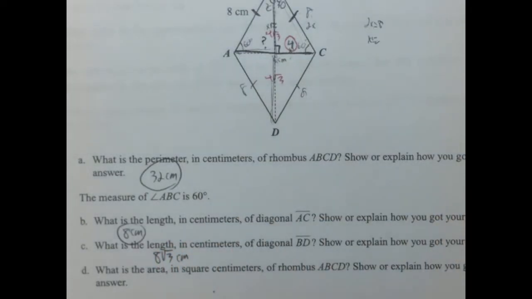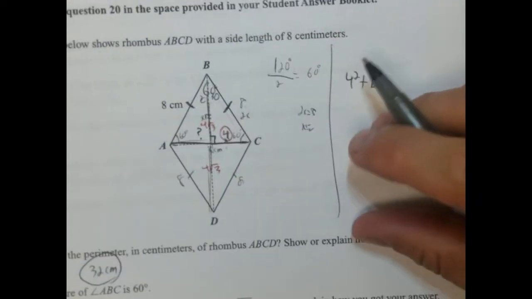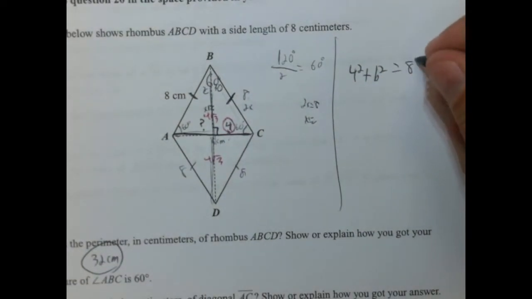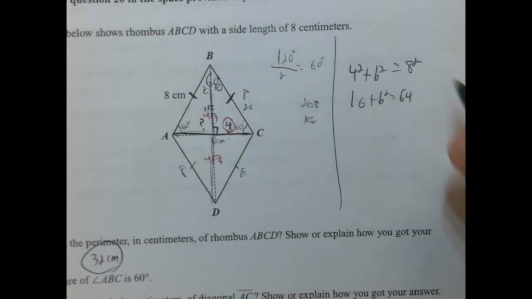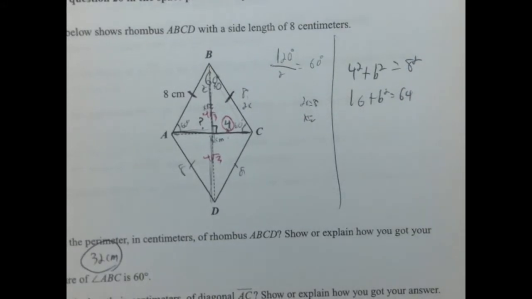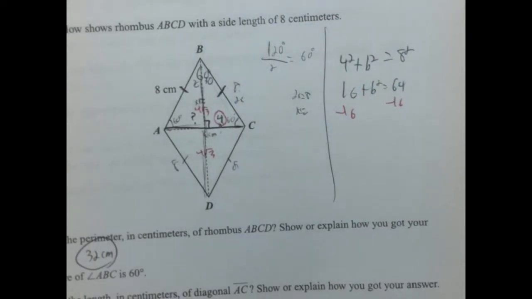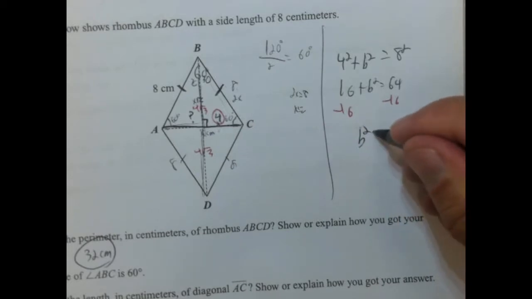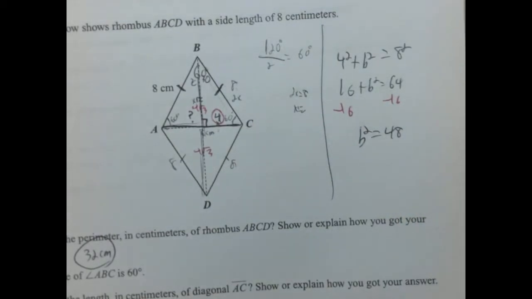Let's do Pythagorean theorem. So we'd have 4 squared plus b squared, we're going to call this b, equals 8 squared. So 16 plus b squared equals 64. Subtract 16 from both sides. And we're going to get b squared equals 48. Take the square root of both sides.